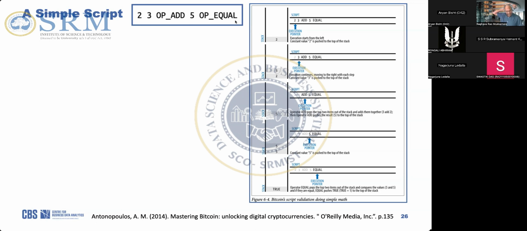Let's go step by step. Again, this is a sequential stack-based language, so one item at a time will be processed. You have two types of things in the scripting language. Either you have values, for example 2, 3, and 5 is also a value, or you have these funny op_add, op_equal. These are the operations which will do some action. For example, op_add means it will add the preceding two numbers, and op_equal means it will check whether the preceding result and this result are equal or not. Okay, this is the example.